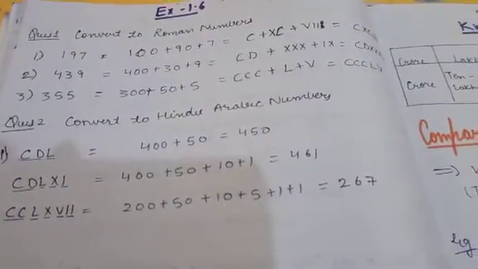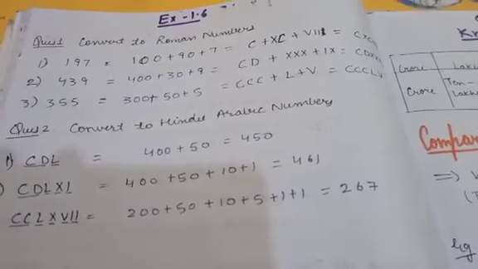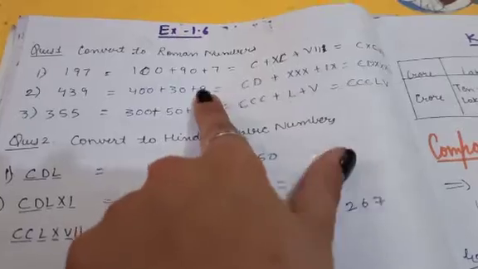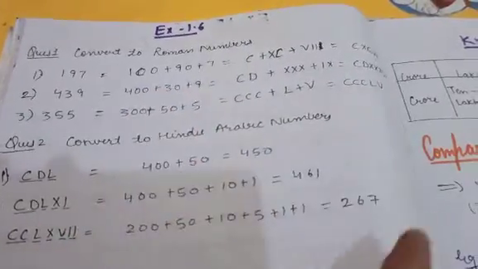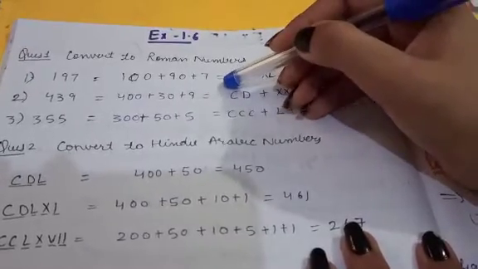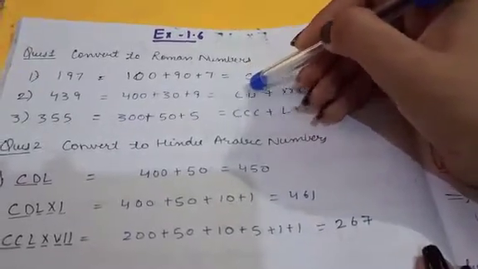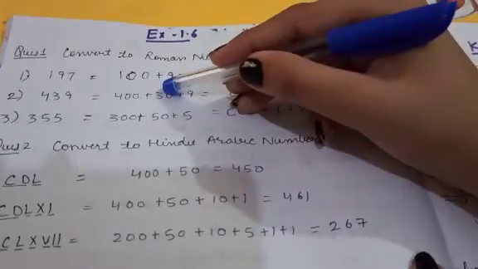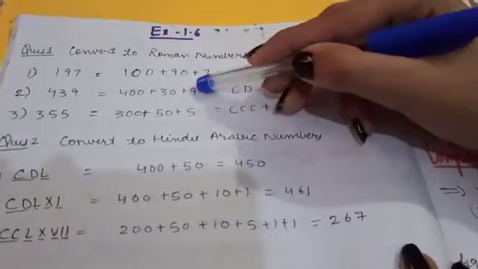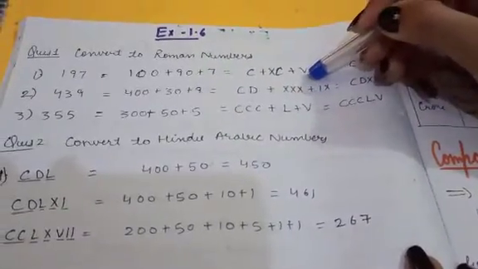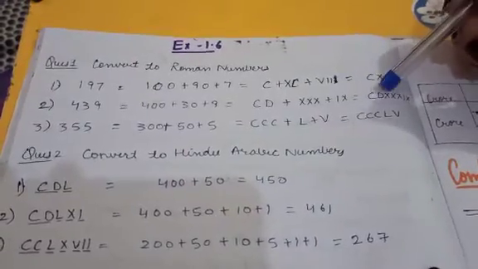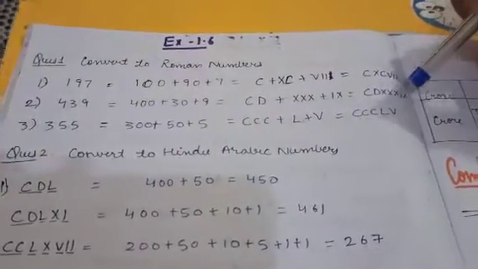Now the second part is 439. How will I write 439? 400 plus 30 plus 9. 400 will be written as 500 minus 100. So the 500 is D. If we subtract 100 from the 500, it will become 400. Now I have to write 30. I will write 30 as 3 X's. And I have to write 9. Then I have to write 10 minus 1. So the 439 becomes C, D, X, X, X, I, X.